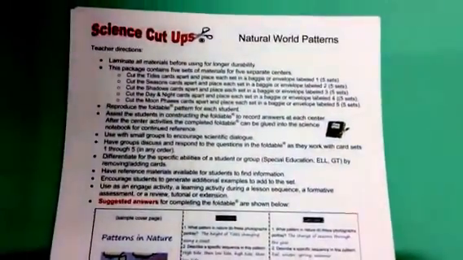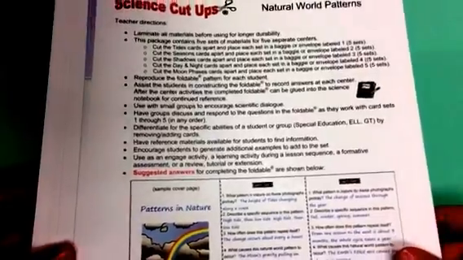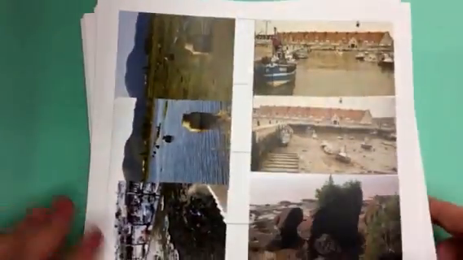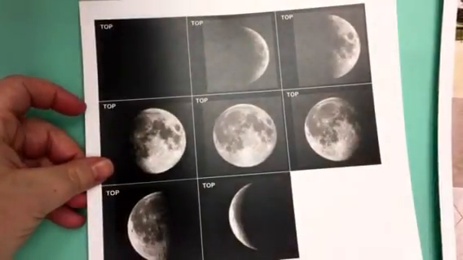So I have a set. It comes as the science cut-ups. Here's the instructions, and then it has the booklet for your students to make. And then it has 5 sets of colored photographs on cardstock. And here's the shadows. Here's the day and night, and here are the phases of the moon, and there's 5 sets of those.